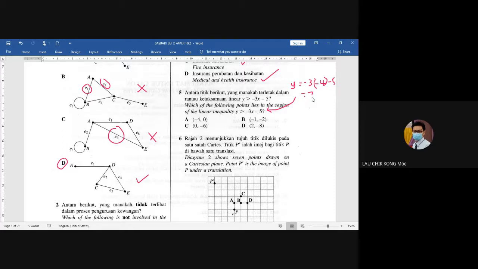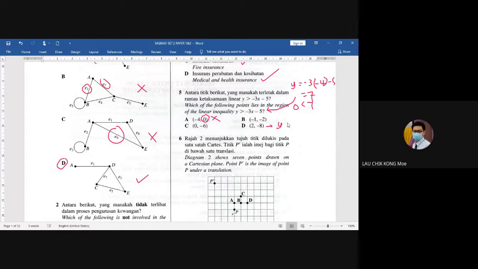Equals to 7, is it? But our y is 0, right? 0 less than 7, not greater than 7. So this one is wrong. You can do like this. So our answer should be D. So we look at the D.